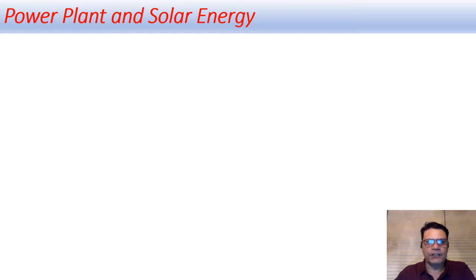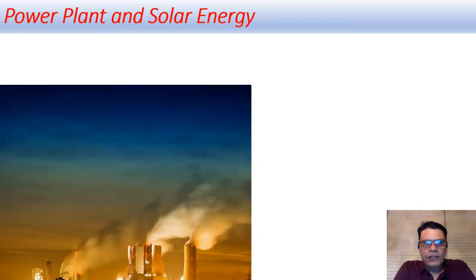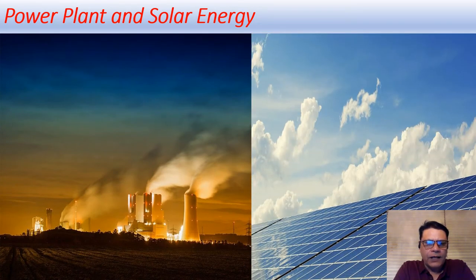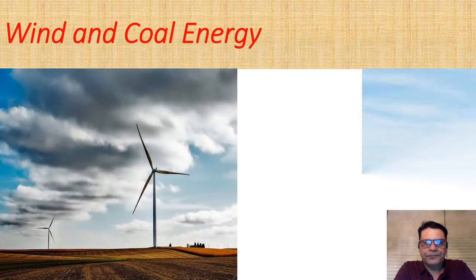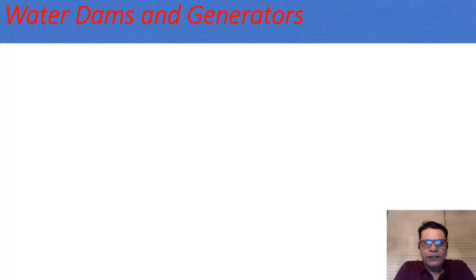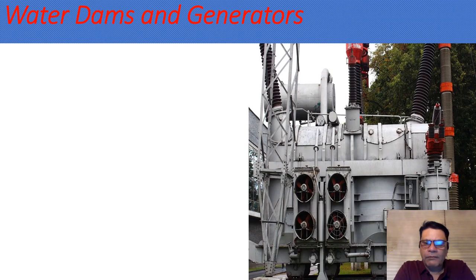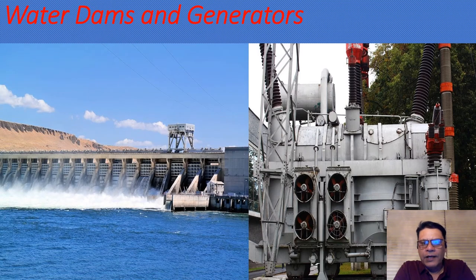There are some conventional ways to produce electricity, and production of electricity is based on the law of conservation of energy. That means that energy can neither be created nor destroyed. However, it can be converted from one form to another form. So physics helps us to change nuclear energy into electrical energy, solar energy into electrical energy, wind and coal energy. We use potential energy of the water and produce electricity mechanically by the mechanical movement of a generator.